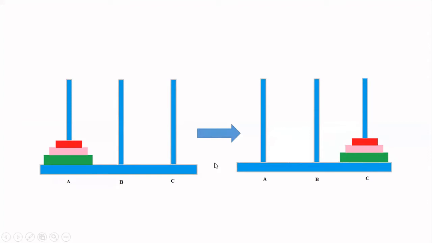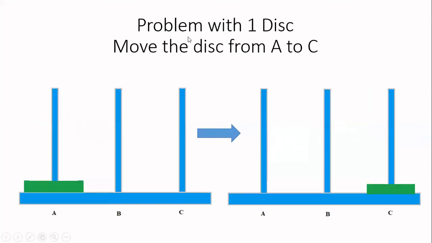First we will start with a simple size problem, then we will increase the complexity. Now let us assume that we are going to have a problem with only one disk. So only one disk is given to you. You have to move the disk from A to C, because A is the source, C is the destination. So you can simply take it and put it in the destination rod. That is a simple solution. Moving one disk is very simple.